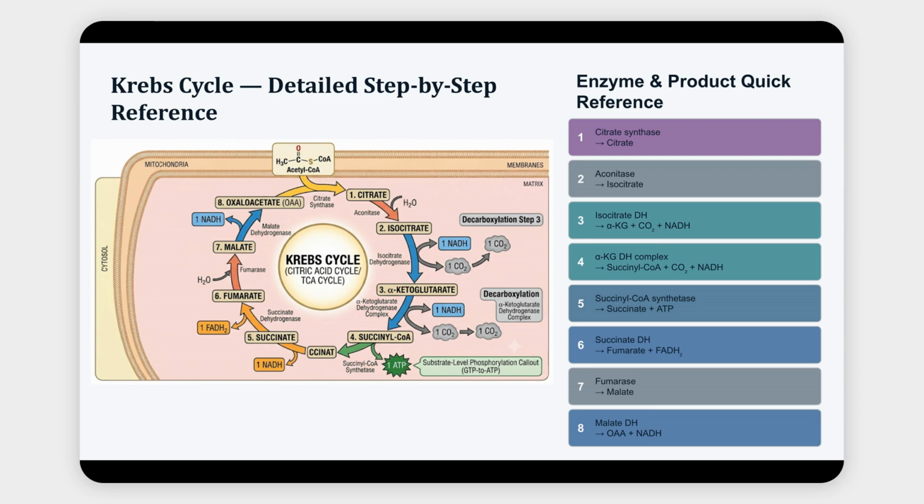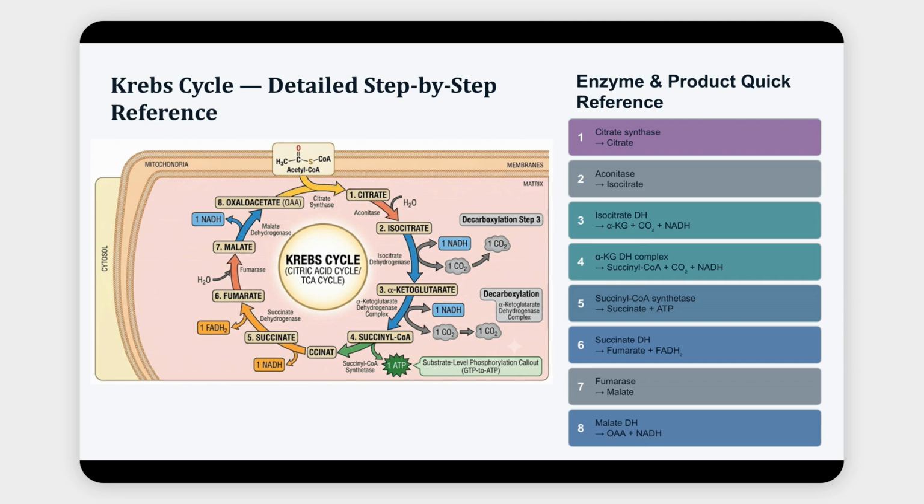When you're revising, I want you to challenge yourself. Cover the enzyme column and name the enzyme from the substrates and the products alone. Then, cover the products and predict them from the substrate and the enzyme. Doing this is what we call active recall, and it is far more effective than passive rereading.